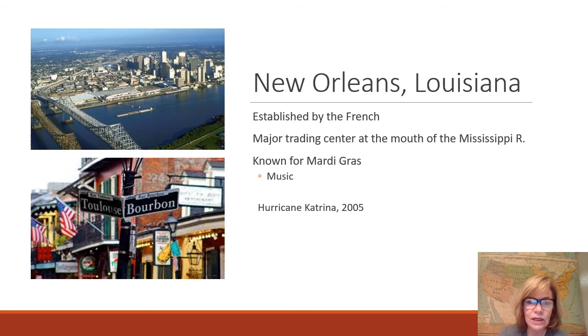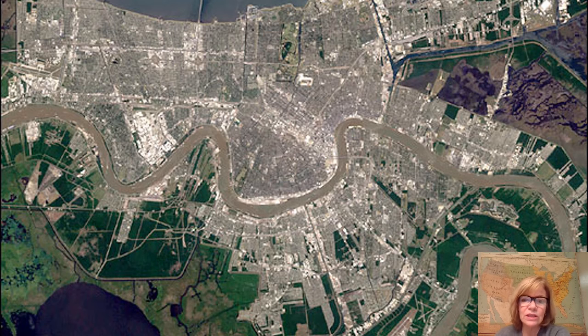Okay, so here's New Orleans, right? This was established by the French, a major trading center at the mouth of the Mississippi, known for Mardi Gras and its music. It suffered a horrible hurricane called Katrina in 2005. You can see a good chunk of New Orleans is actually below sea level, and so what they built along here are seawalls. Well, the storm surge came and flooded New Orleans in 2005.